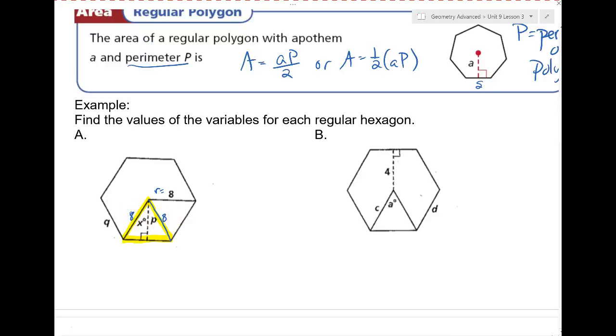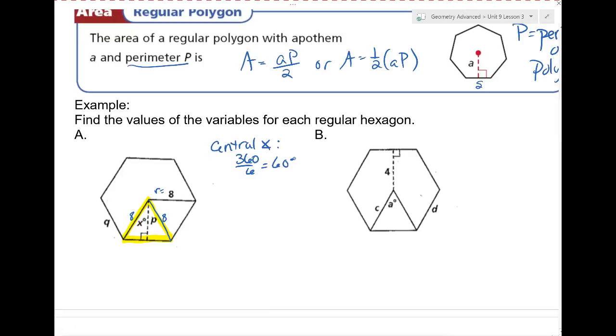Now, looking at that, I want to find Q, this is my side length. I want to find X degrees, which is half of my central angle, and I want to find P, which is really my apothem. So the first thing, what would you have to do? Well, you always have to find your central angle measure. And so all you do is go 360 divided by 6. Oh, look, a number that we've seen that's very familiar. What is it? 60 degrees.